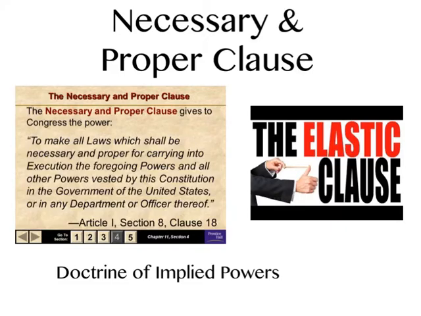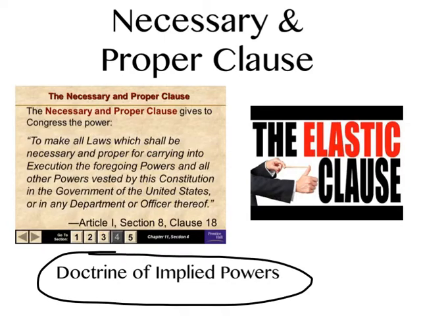Basically, what this clause is saying is that Congress has specific enumerated powers, things that it's specifically supposed to do, like declare war or regulate interstate commerce, regulate economic interactions between the states, right? So, according to this clause, Congress can make any laws that it needs to in order to carry out those duties. And this gave rise to this idea called the doctrine of implied powers.